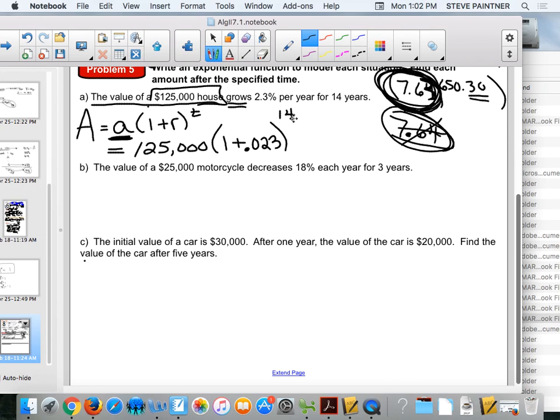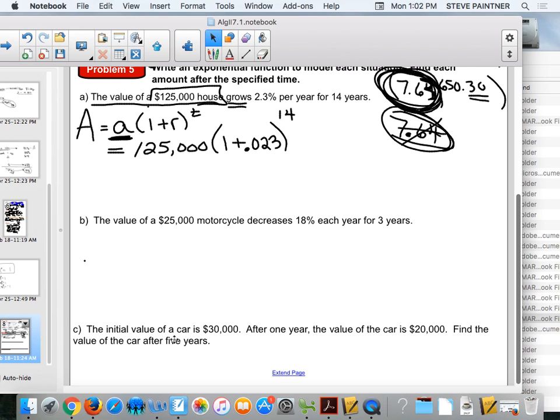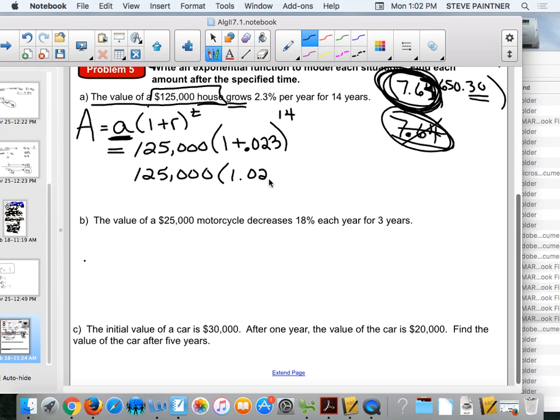14 years. If I'm you, I'm going to rewrite that as 125 times 1.023 to the 14th. That's how I would punch it in if I were you. What's it going to be worth, the house? 171,857.166.